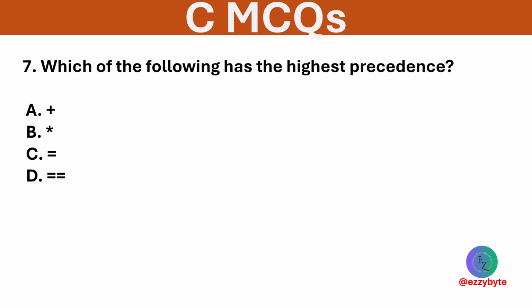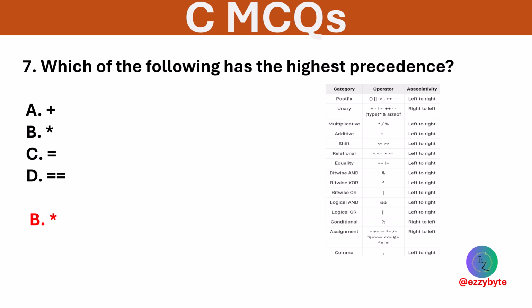Which of the following has the highest precedence? Options are plus, multiply, assignment, and equal. Option B is correct. Multiplication has higher precedence than assignment and addition.